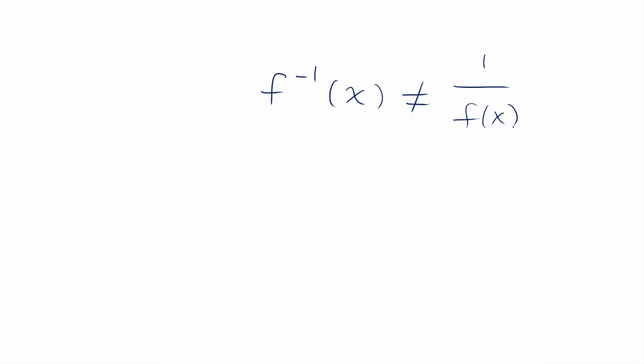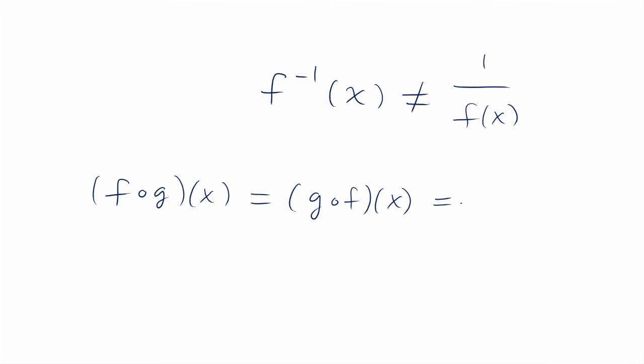The result of composing a function with its inverse in either order is the identity function. In other words, if f of g of x is the same thing as g of f of x, which both give you just x, then f and g, those two functions, are inverses of one another. Let's now look at how we can find an inverse for a one-to-one function.